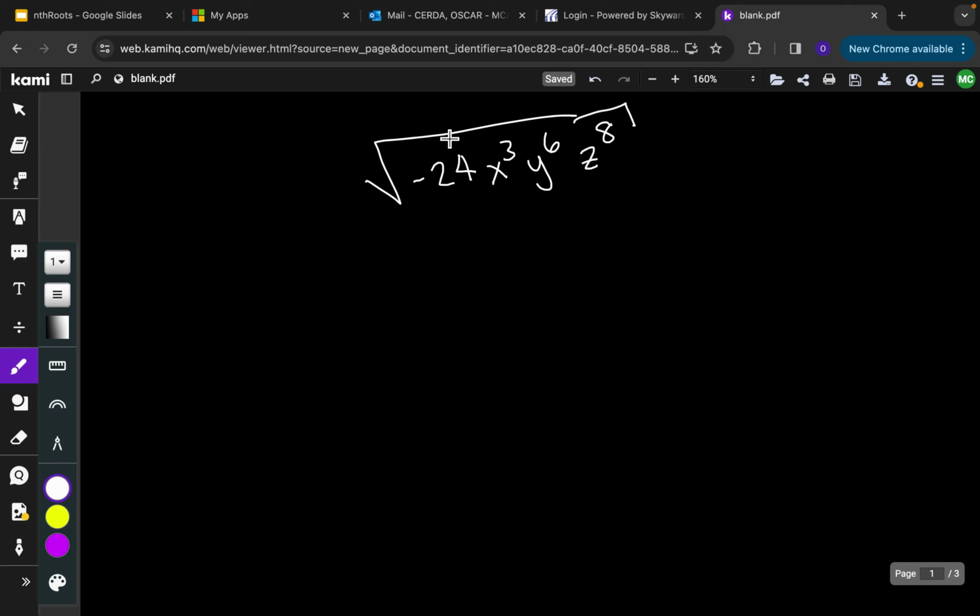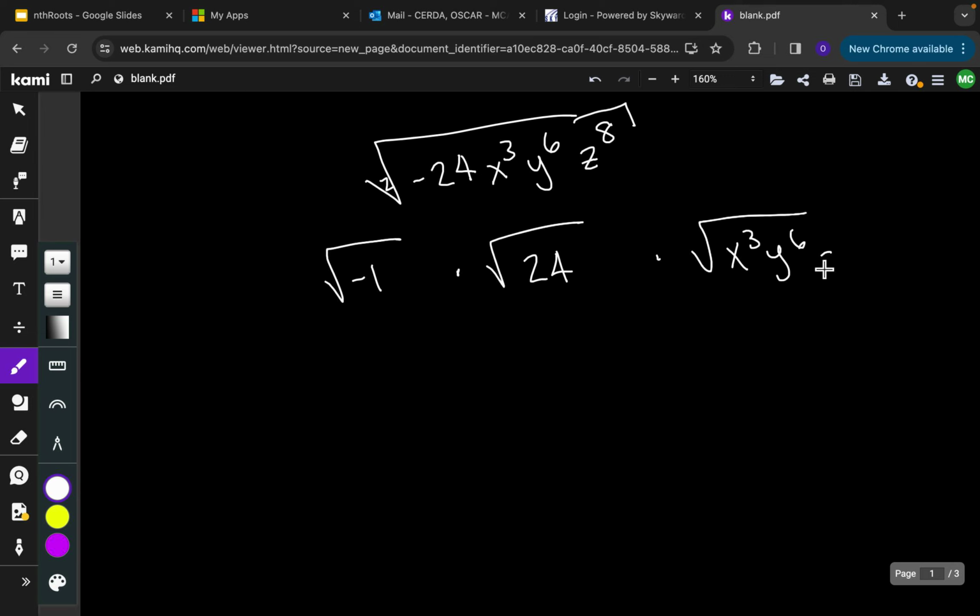So you automatically have to know that this is 2. We're going to get groups of 2. So we're going to break it down. I'll break it down and say this is the square root of -1 times the square root of 24 times the square root of x to the 3rd power, y to the 6th power, and z to the 8th power. Start from left to right. The square root of -1 is i.